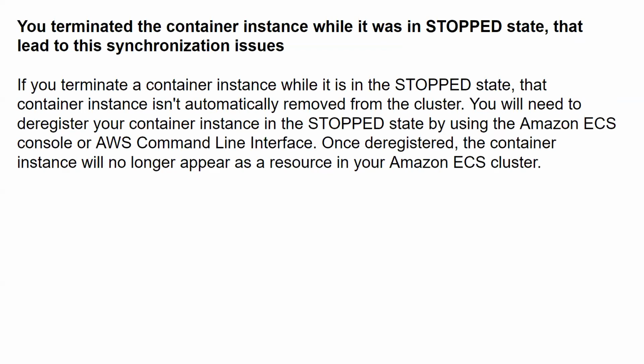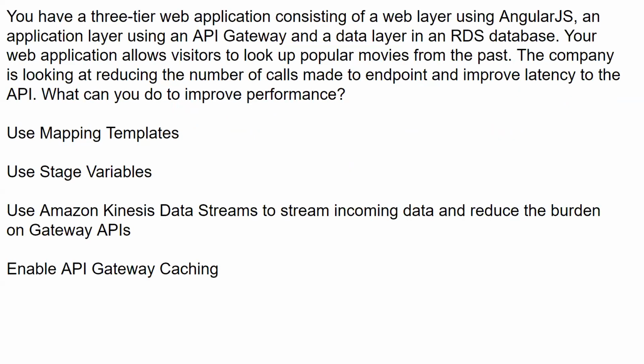Yeah. You have a 3-tier web application consisting of a web layer using AngularJS, an application layer using API Gateway, and a data layer in an RDS database. Your web application allows visitors to look up popular movies from the past. The company is looking at reducing the number of calls made to the endpoint and improving latency to the API. What can you do to improve performance?